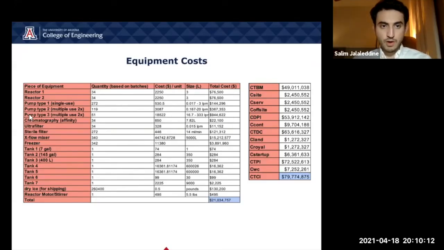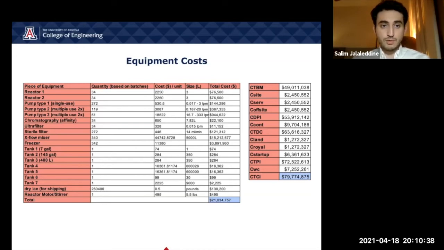Now I'll be going over the costing that went into our project, first starting with a rundown of the equipment costs. If you look at the second column of the following table, the quantity of each equipment needed is listed. Much of the equipment that we used was single-use or disposable, which is common in the pharmaceutical industry, such as the reactors and pumps. For example, for reactors 1 and 2, we will be needing 34 of each for a project life of 1 year.